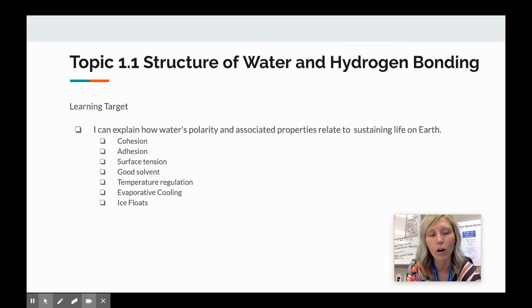Okay, if you go back through your target, test yourself out. Can you explain how cohesion and adhesion are helpful to sustaining or helping something survive on Earth? Can you explain how surface tension could allow something to sustain life on Earth? What about a good solvent? Are you going to select that one? Are you more comfortable with talking about temperature regulation of a portion of the planet versus temperature regulation of an organism? And then ice floating, are you going to choose that to be the one that you want to talk about? If you can talk about all of them, then you're prepared for anything.